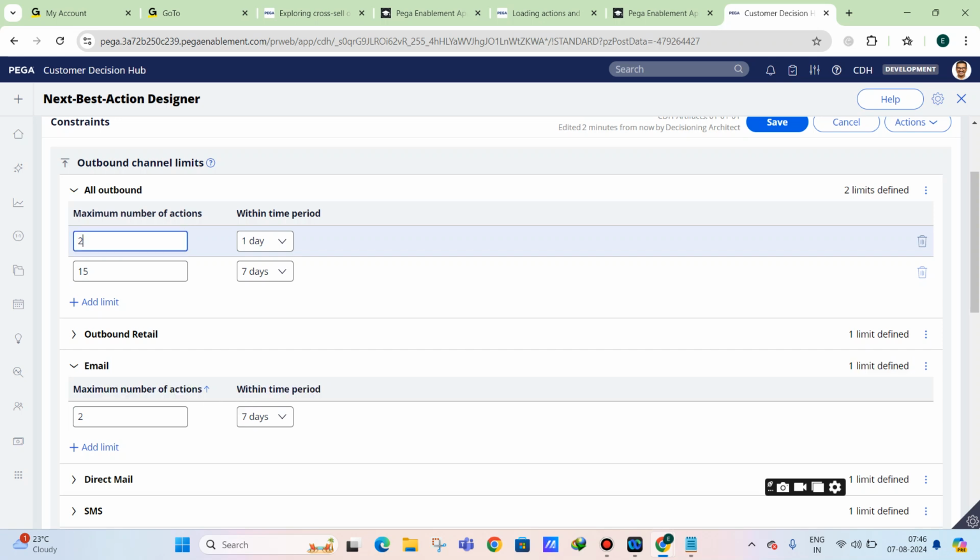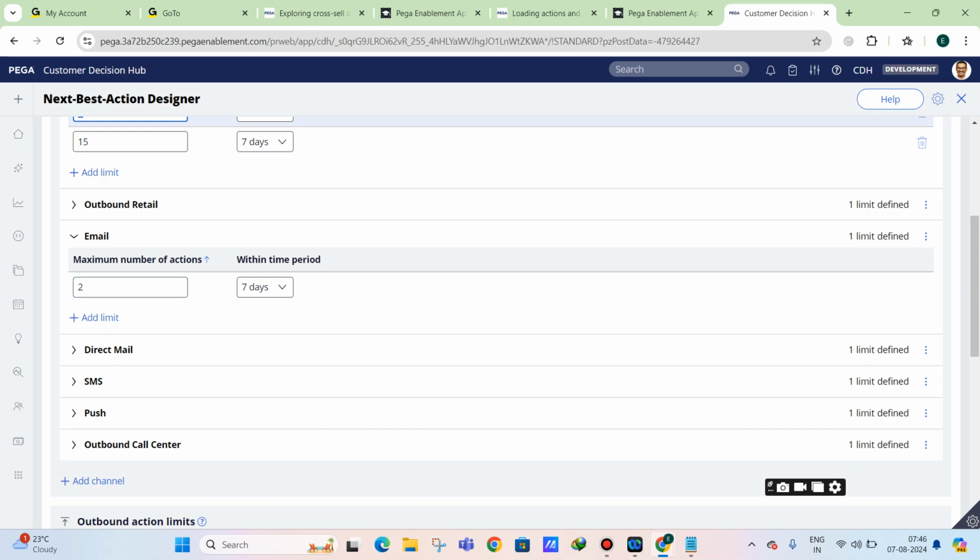This will be considered only when nothing has been specified at channel level. So now it will send 2 emails for 7 days. That means within the next 7 days, it will send only 2 emails. Then again, when the 7 days get reset, only then will it send the next two actions. That is through email. Okay.